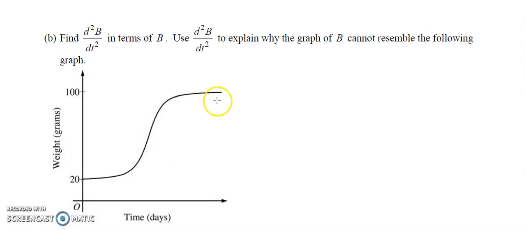Well, that works fine here, but notice B is the weight, concave up. So there's a change in concavity. Either way you look at it, it's not concave down from 20 to 100 in terms of time. It's concave up one of those places.